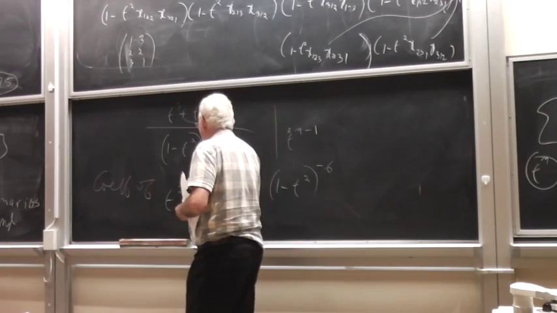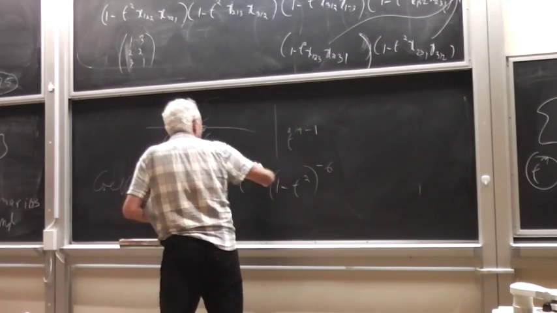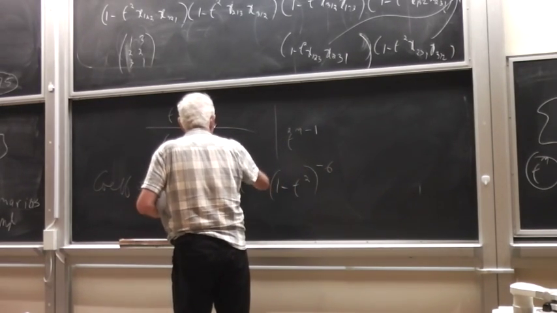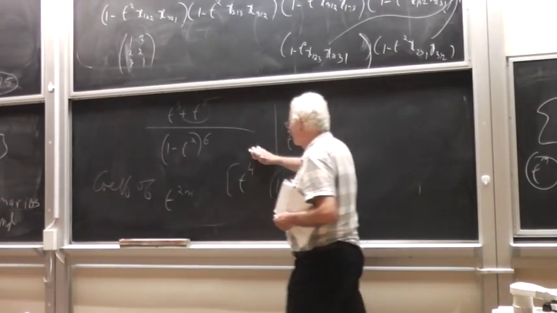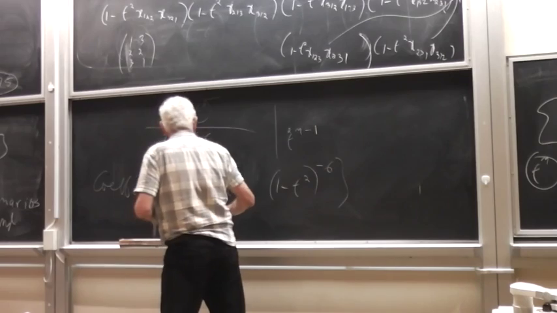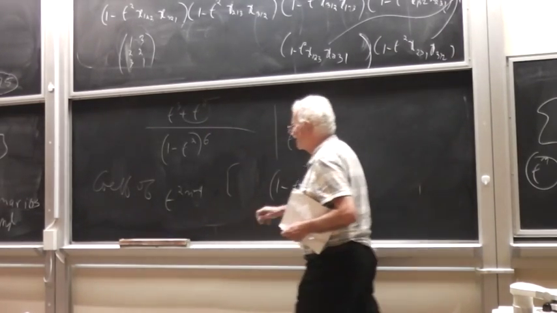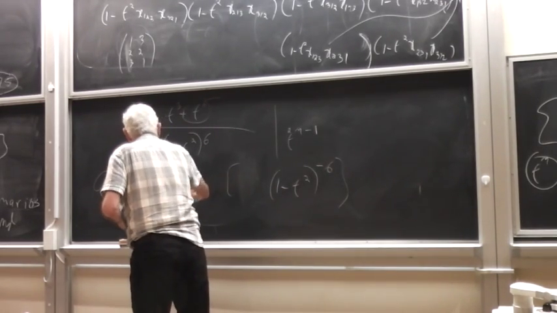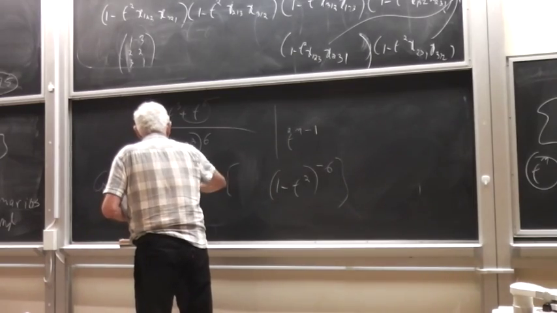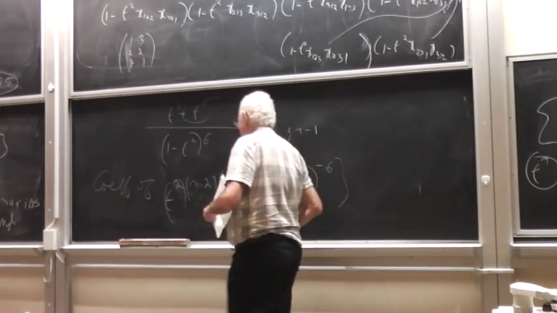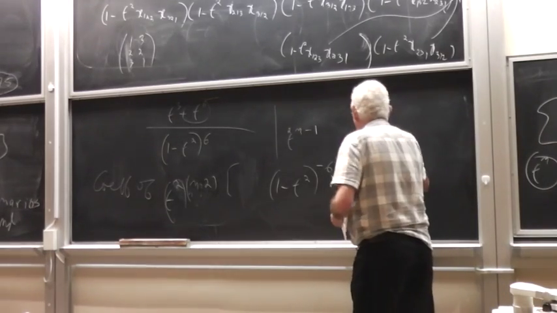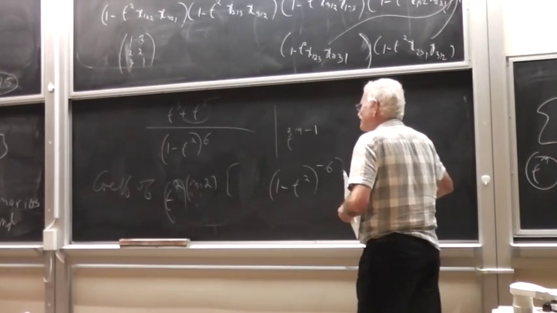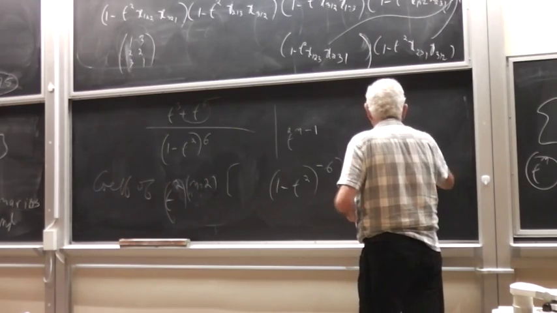The same thing, the coefficient of t to the power n in this. Or better still, the coefficient of this. Or better still, the coefficient of this. Let t squared be s. So it's minus 6, choose n minus 2.